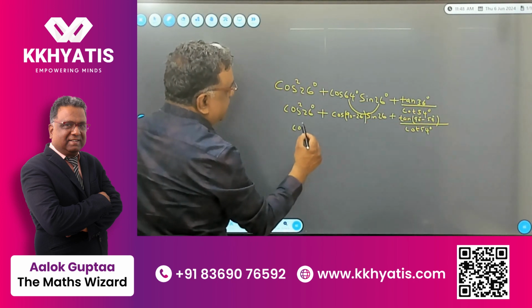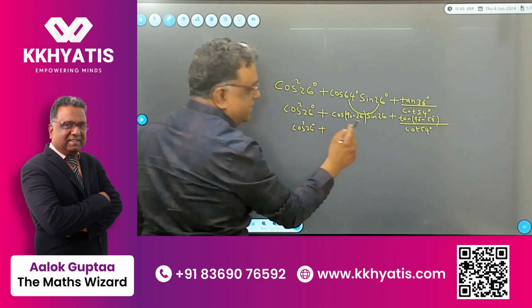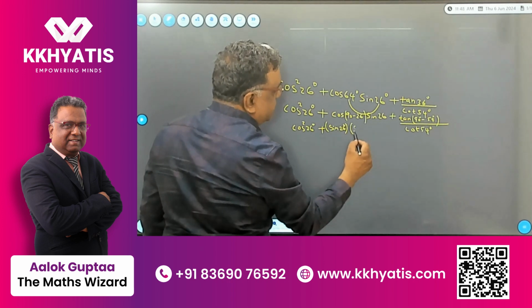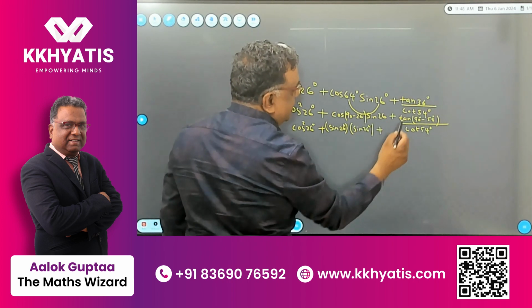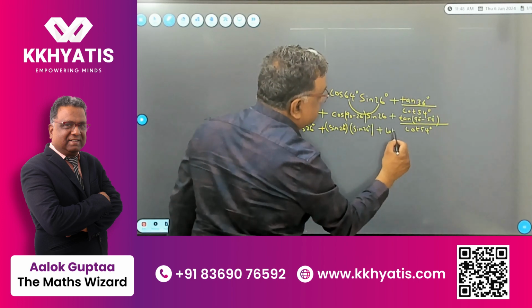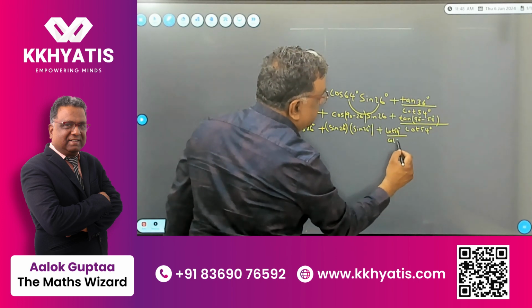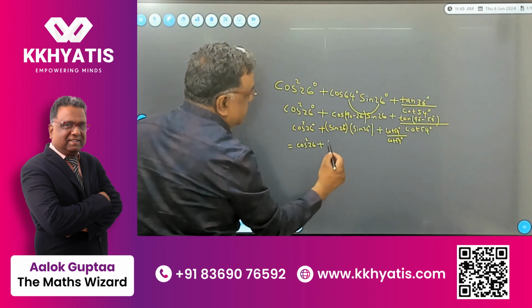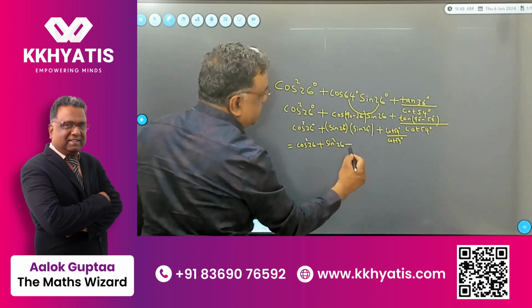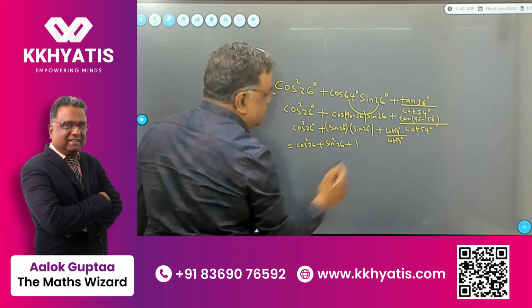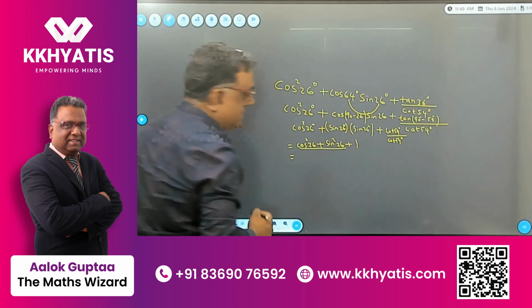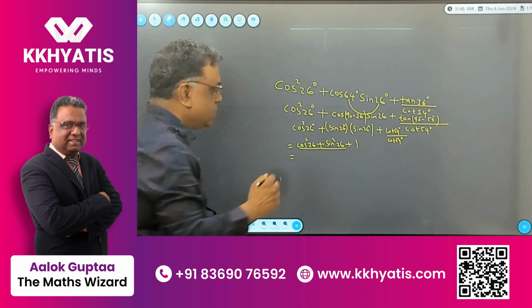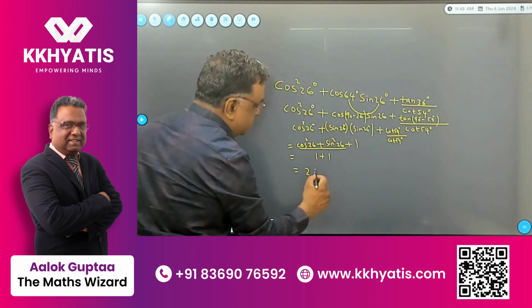Now this becomes cos square 26 degrees. Cos 90 minus 26 is sine 26, and there is one more sine 26 degrees here. Tan 90 minus 54 is cot 54. So this becomes cot 54 degrees upon cot 54. So now this becomes cos square 26 plus sine square 26 plus cot 54 upon cot 54. Cot 54 will get cancelled out, it becomes 1. Now we know the identity sine square theta plus cos square theta is always 1. So sine square 26 plus cos square 26 also would be 1. So this answer is 2.